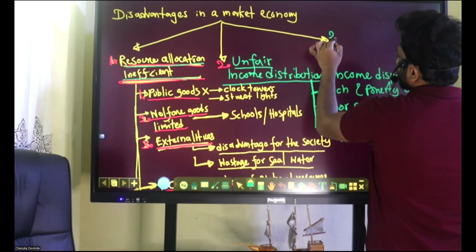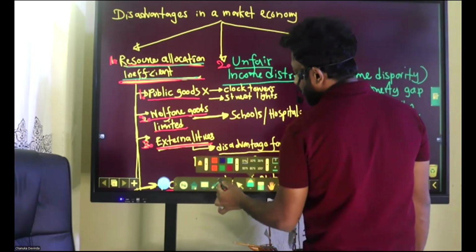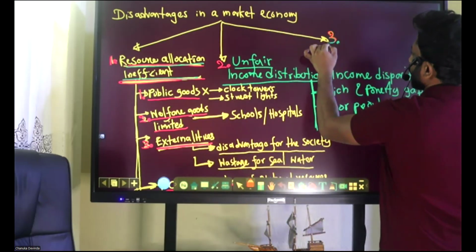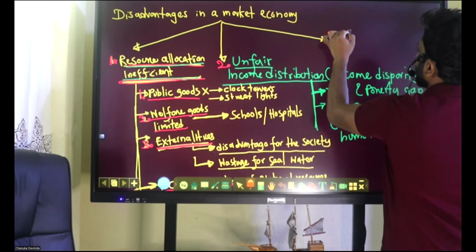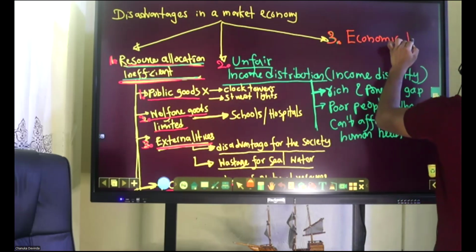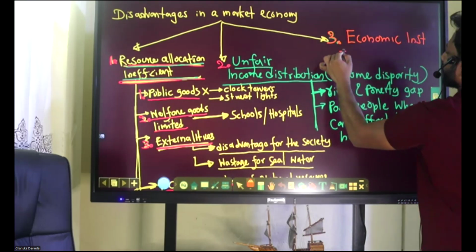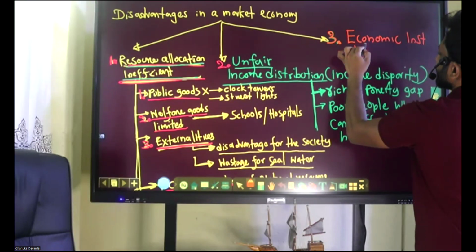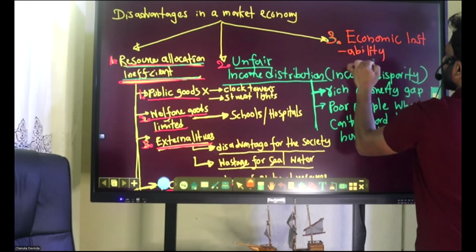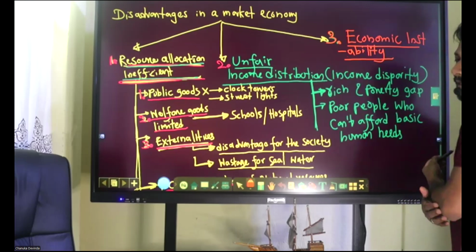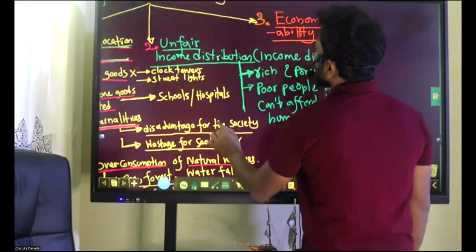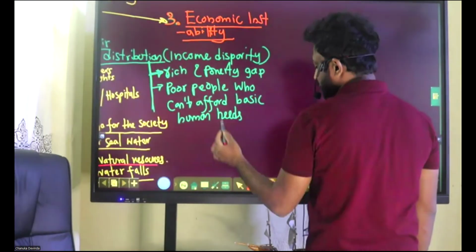And the third one, why market economy is not good? The third reason is economic instability. Economies are unstable. What does economic instability mean? That means economic problems can be there. Right? Economic problems. What are the economic problems?